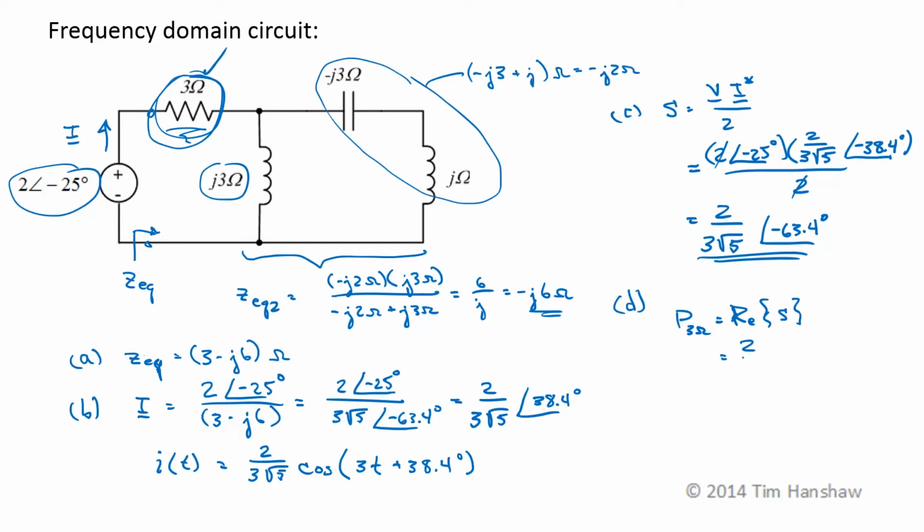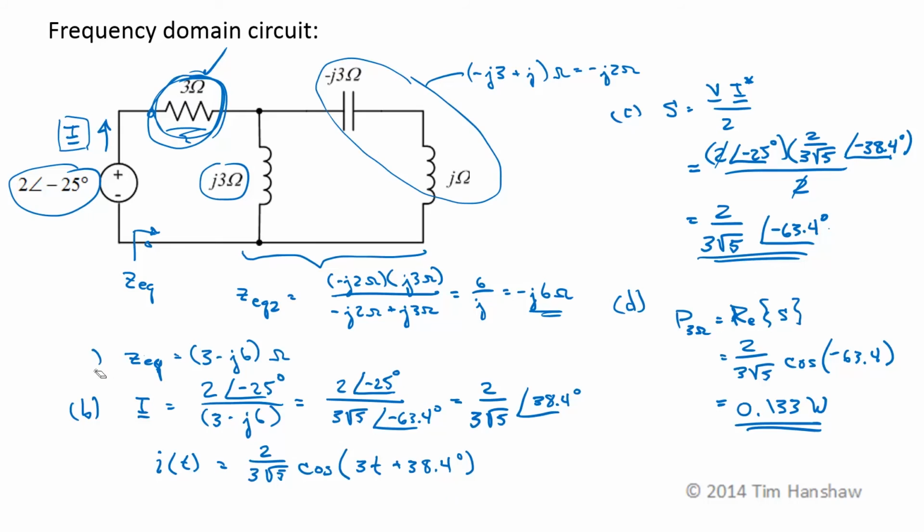So this is just the magnitude, 2 over 3 square root of 5, cosine of this phase angle, minus 63.4. That turns out to be 0.133 watts. As usual, there's more than one way to do anything, so if you didn't happen to notice that this is the only resistor in the circuit, you can still find this pretty easily from the current.